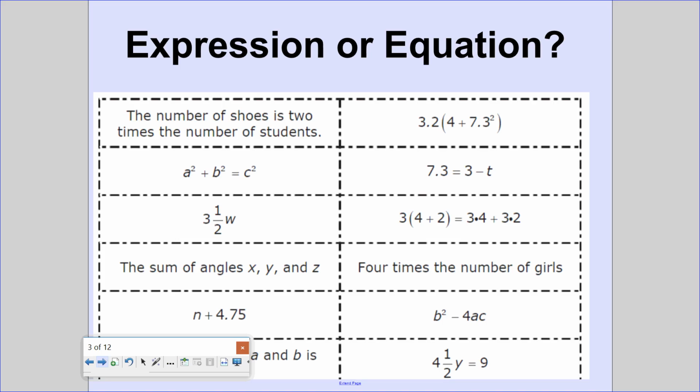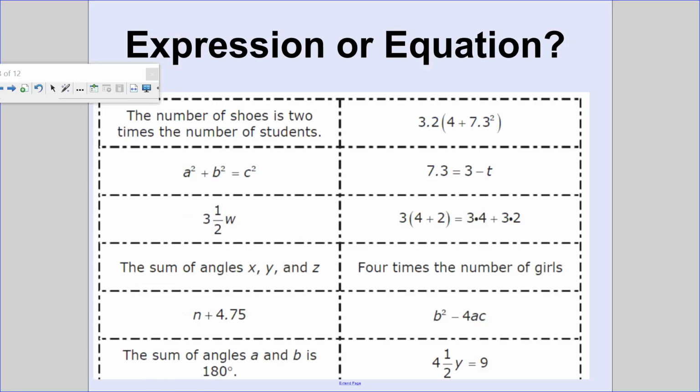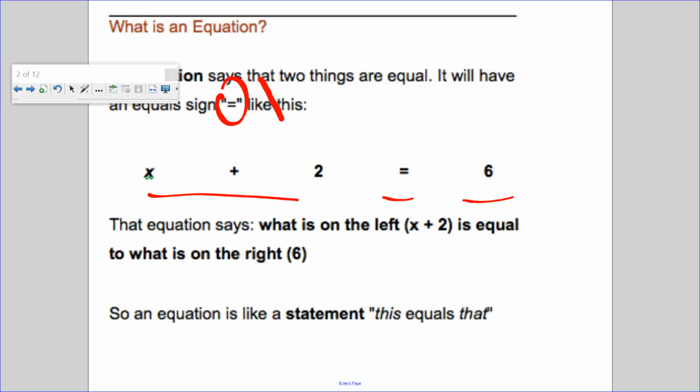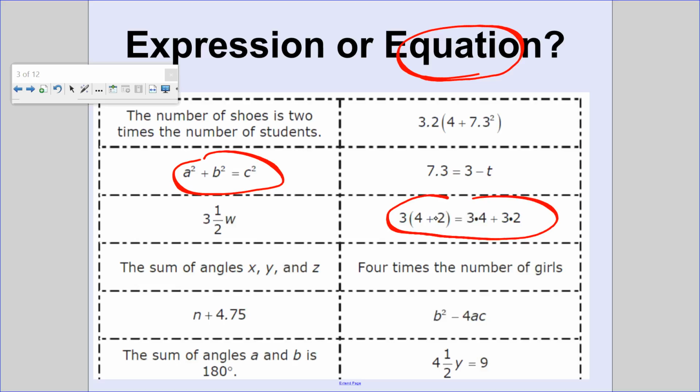So in this activity, during class, you will be given these examples. You will separate them into expression or equation. There are 6 expressions and 6 equations. So let's go back. An equation has an equal sign like this. Let me circle the equation. This must be the equation because this equals that. This must be an equation. This must be an equation.